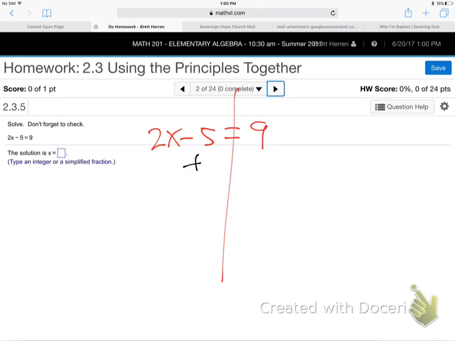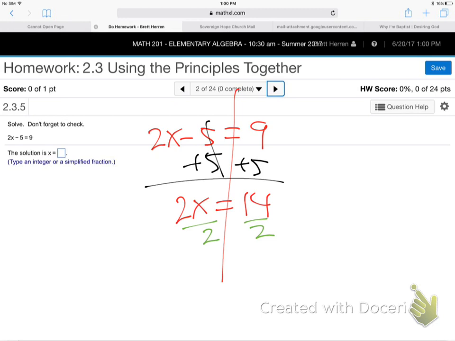All right, add 5 to both sides. 14, good. Last step to get x alone is divide. Divide by the identical twin, right? Same sign, same everything. Whatever's next to x, put that same exact thing under the bar, huh? Both sides, x is 7.